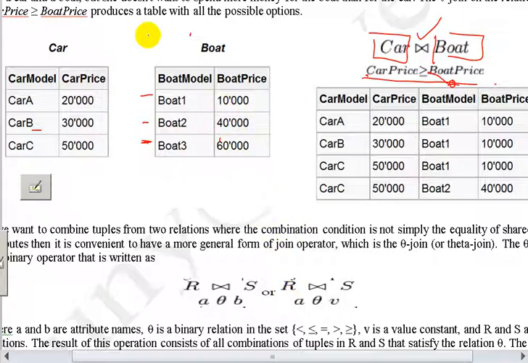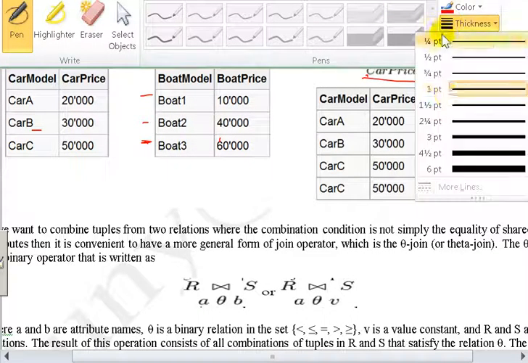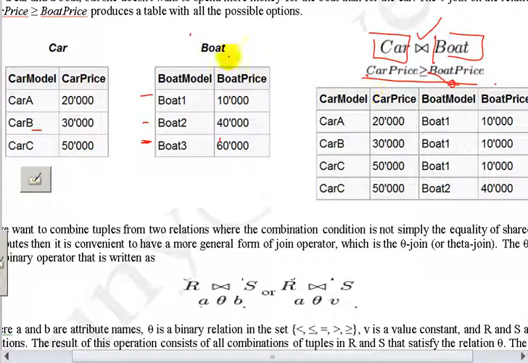No, because why? Because we need a greater than symbol, which is not there, right? Okay, so what I'm saying is, car A with board 3, will they combine? Because it is 20,000 and it is 60,000, so this will not combine.